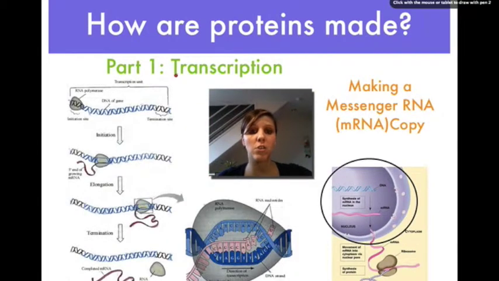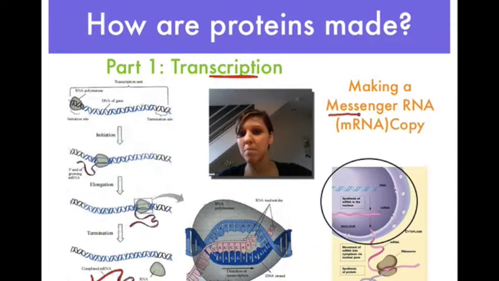And the reason it's called transcription is because we're writing the language of the DNA into a different language. So we're actually rewriting it into mRNA. So we're making a messenger RNA copy, or mRNA. And the messenger RNA is just a different kind of nucleic acid that is going to hold the information of the DNA and bring it outside of the nucleus, because the DNA can't go outside the nucleus itself.